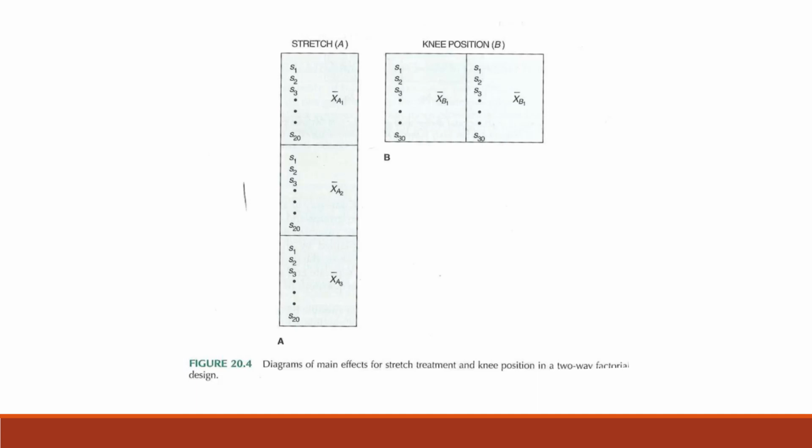These three means represent the average between groups' effect of stretch, independent of the effect of knee position. Similarly, we can collapse the levels of stretch to obtain two means for the main effect of knee position, factor B. There will be 30 scores per cell, as shown in figure 20.4b. These two means reflect the average between groups' effect of knee position, independent of type of stretch.